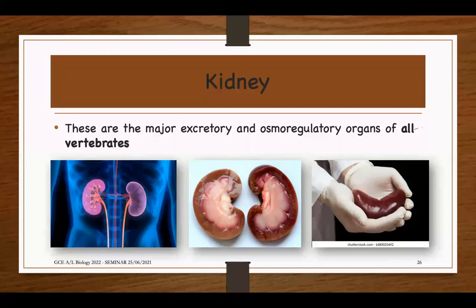Because once when I was doing my A-levels, I got it wrong. So I remember that very well. I wrote salt glands as the main excretory product, but the correct answer was kidney. All right. Then let's move on.